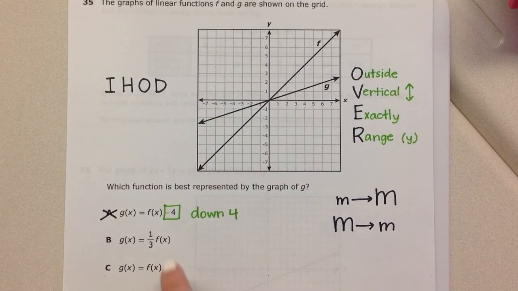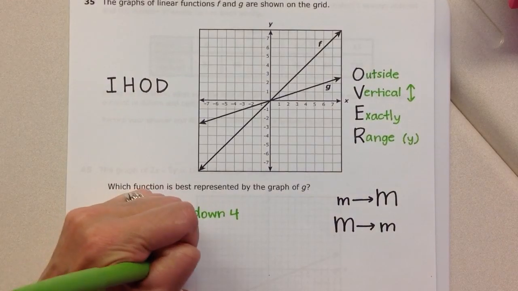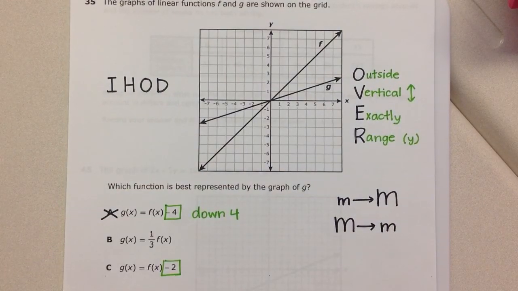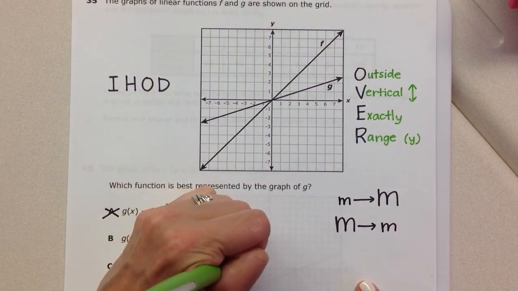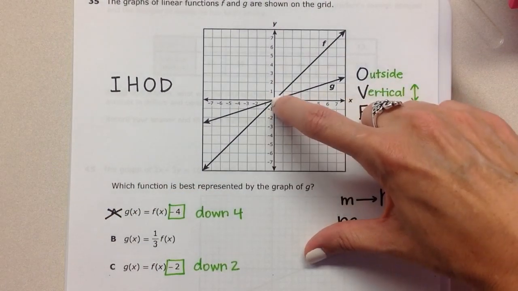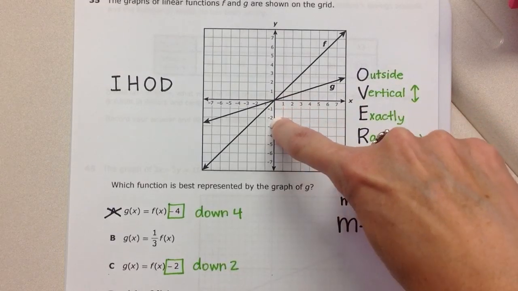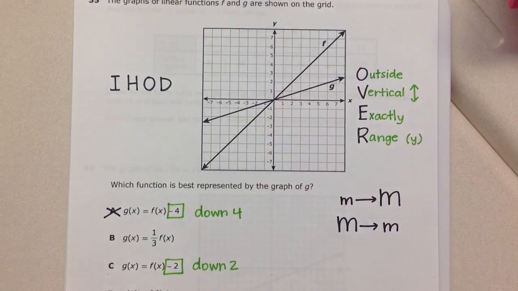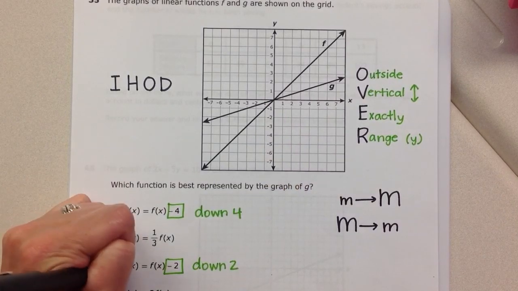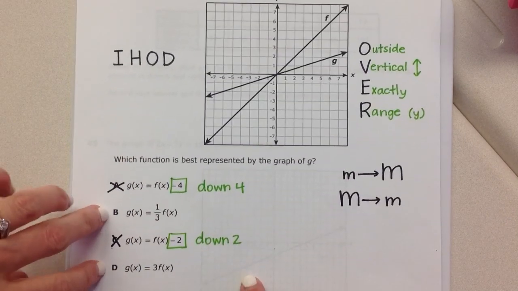And then I'm going to look at C because I noticed I also have another outside number, and it's going to do exactly what I think. When I think -2, I'm thinking down 2. But as you can see, we started at the origin, and if we move down 2, then G should pass through -2 on the y-axis, and it doesn't. So that takes out C as well. So that leaves us between B and D.